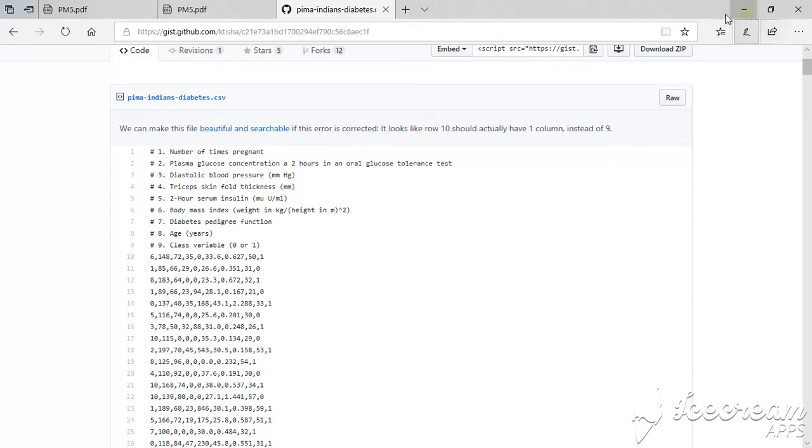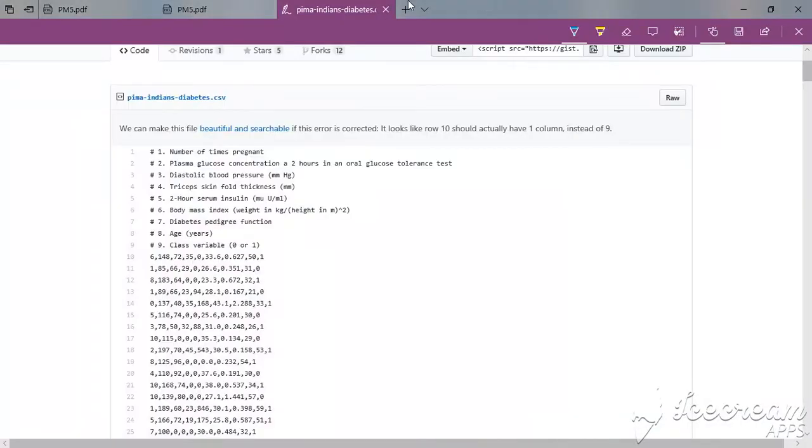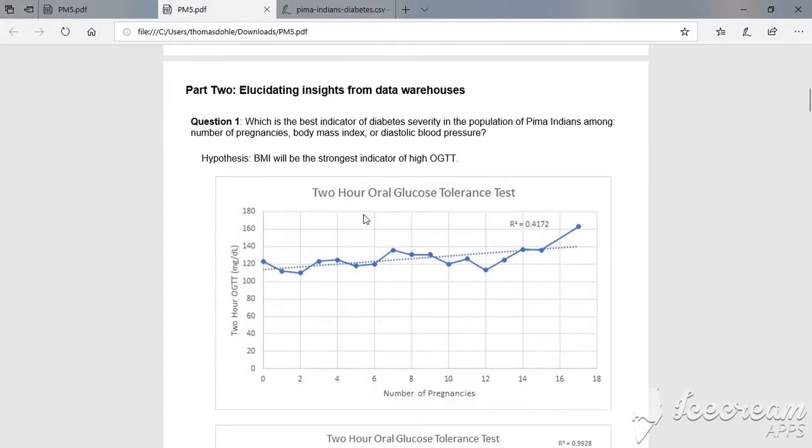So we look over at our project deliverable. The first question that we asked was, of number of pregnancies, BMI, and diastolic blood pressure, which of those is the best or more strongly correlated with severity of diabetic symptoms? And we used the 2-hour oral glucose tolerance test as the way of determining the severity. So the higher that is, oversimplification, the more severe the diabetes is.